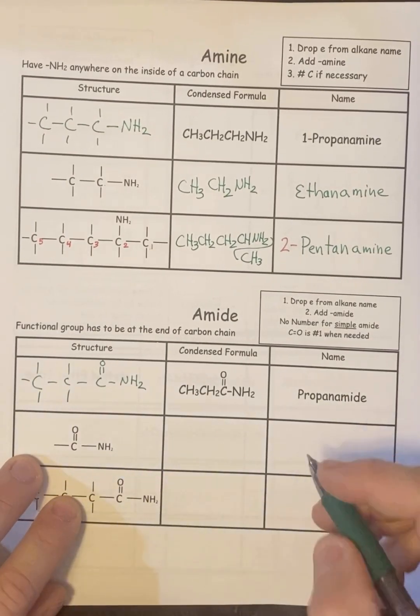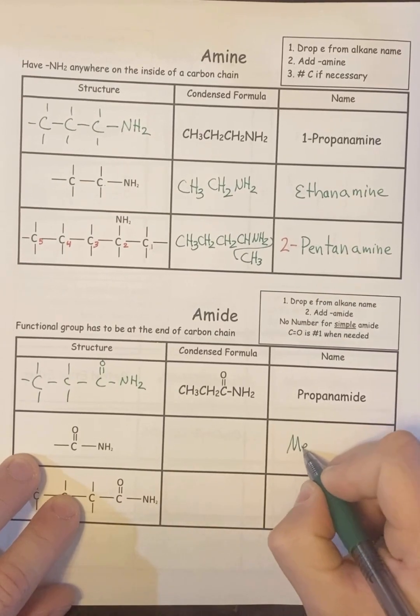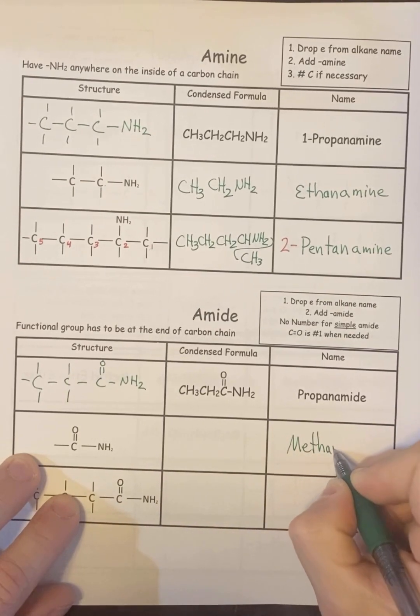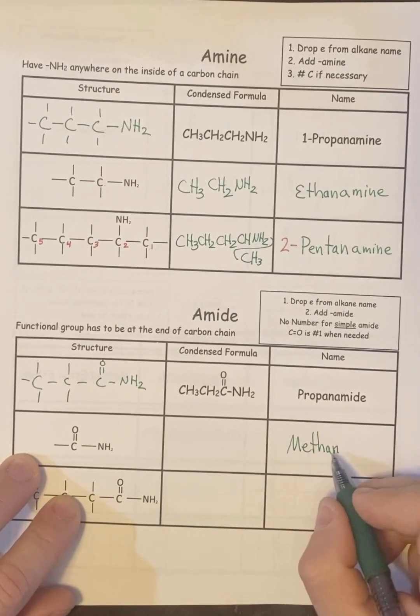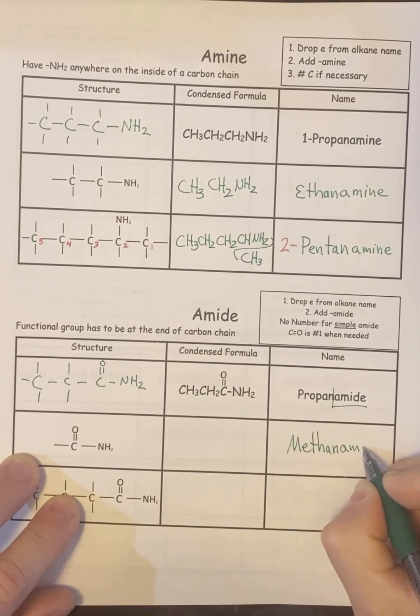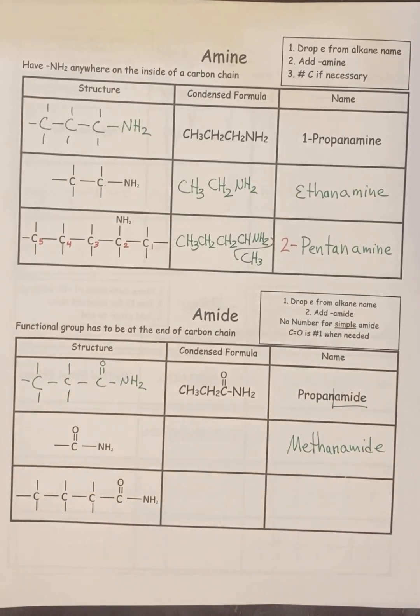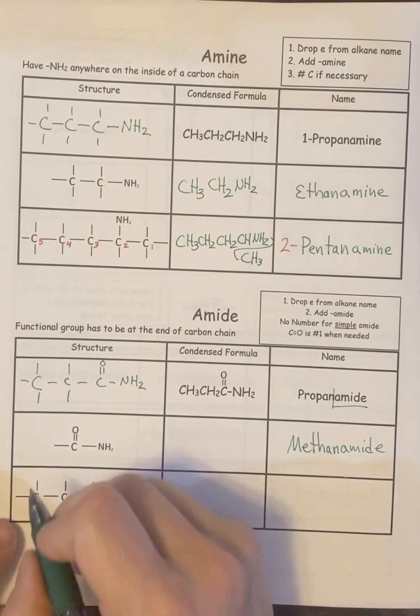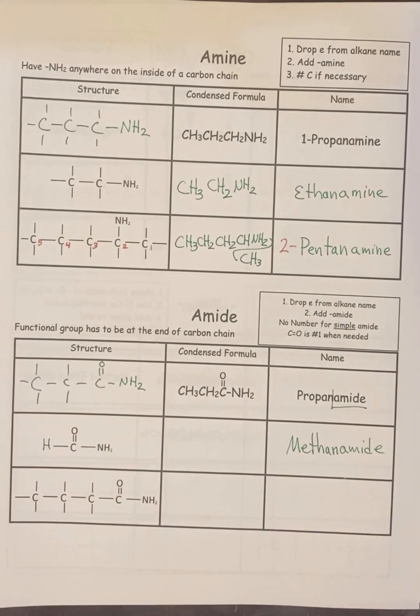For this next one, it would be methane, M-E-T-H-A-N-E, but they dropped the E and added amide: methanamide. All right, there's the name, no number needed, because it's only going to be ever a carbon 1, because there's only one carbon in the whole molecule. This is actually an H over here, don't be confused there.